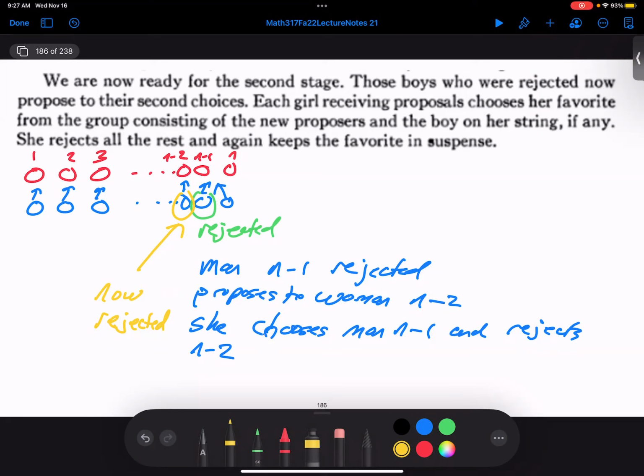If there is ever a woman who's not holding any proposals, what must be true? Someone else has two, but of course, if they have two, then they're going to reject one. So what do you know must be the case if after a stage, there's a woman who has no proposals? She might get one eventually, we think. But if you know there's a woman who doesn't have any proposals at the end of a stage, what must be true about the men?